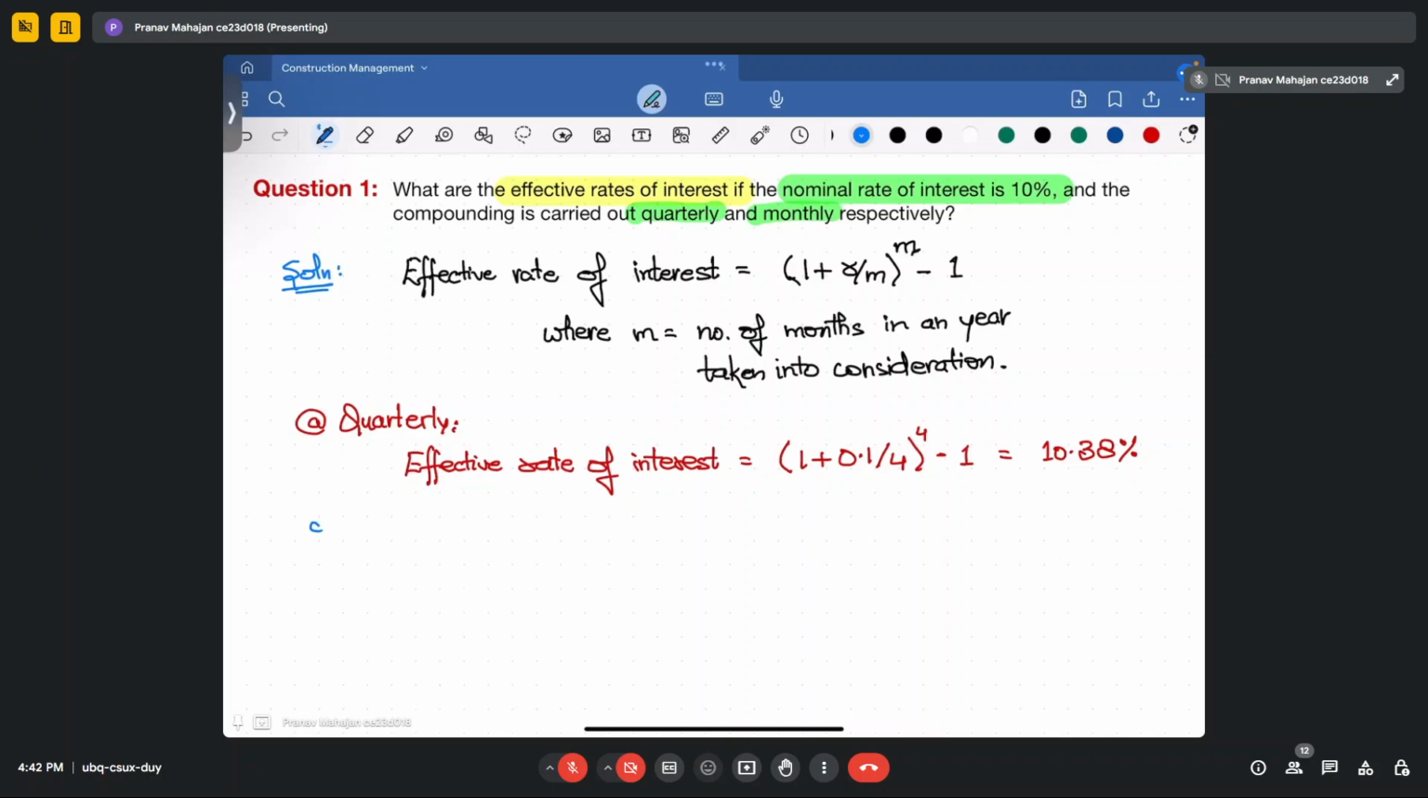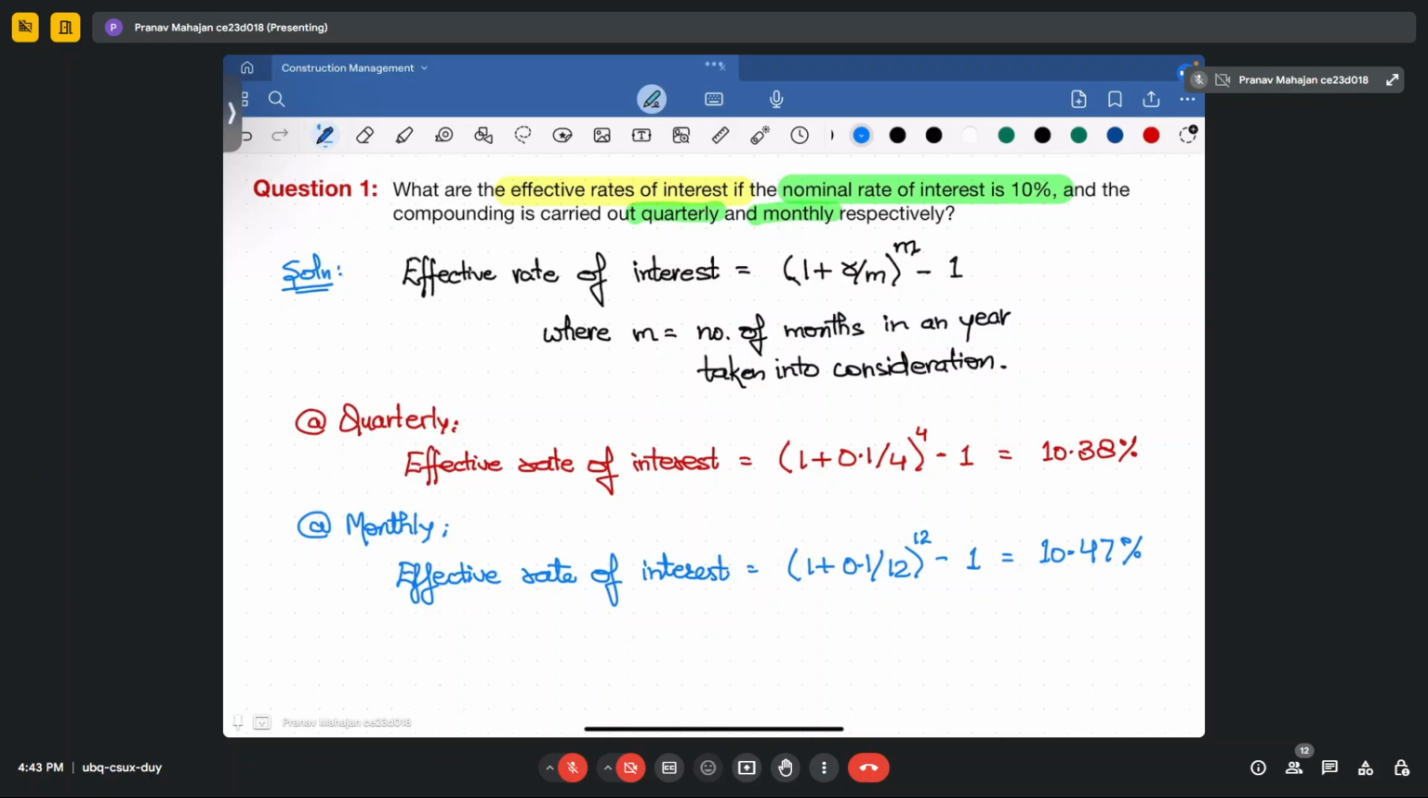Next is when you calculate it as monthly compounded interest. When considered monthly, your effective rate of interest will be equal to 1 plus 0.1 divided by 12, to the power of 12, minus 1, and it comes out to be 10.47%.